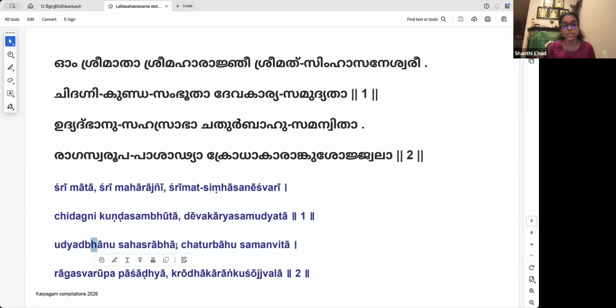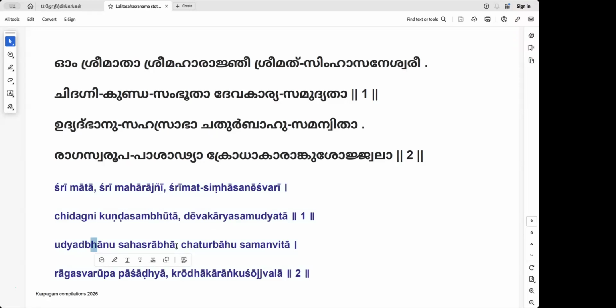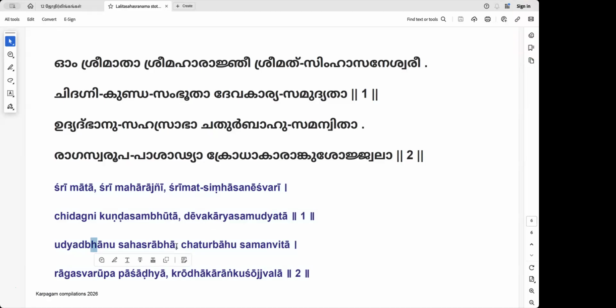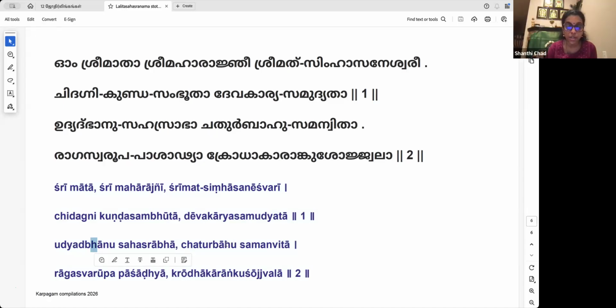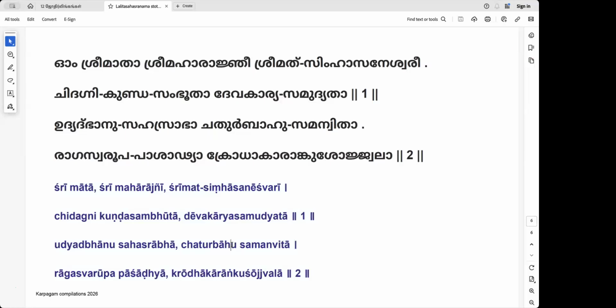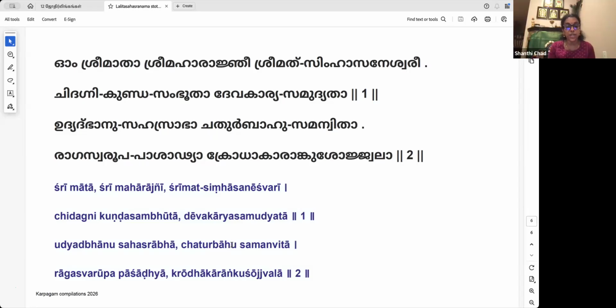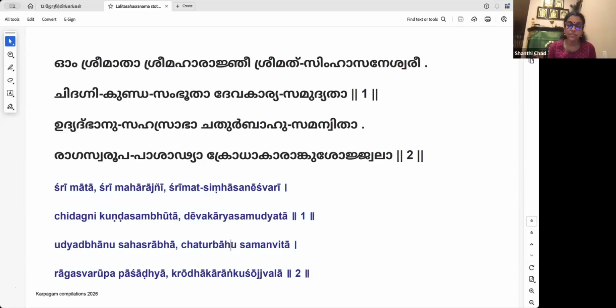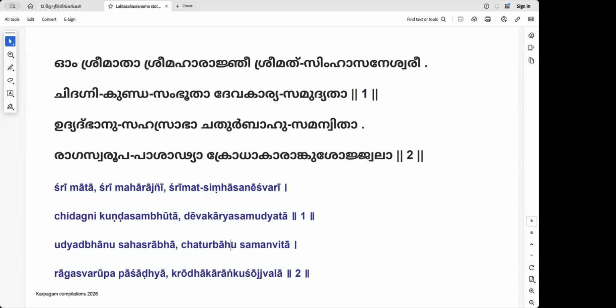Chaturbahu Samanvita. So the ba is long, hu is short. Chaturbahu Samanvita. Ragaswarupa Pashadhya. Pashadhya.